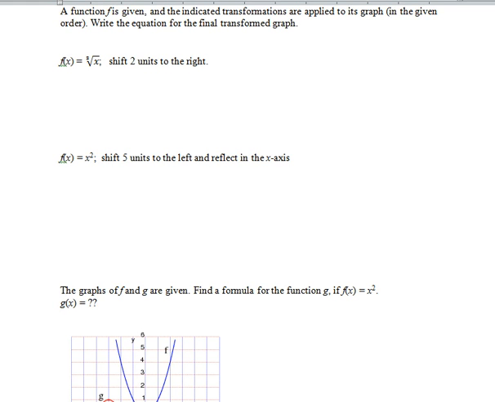In these problems, we're given the algebraic representation of a function and transformations to apply to that function. We are asked to find the equation of the final transformed graph.